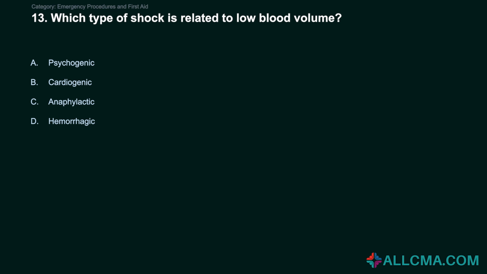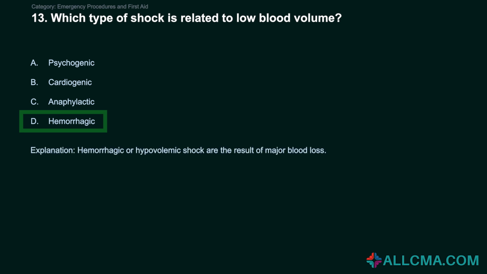13. Which type of shock is related to low blood volume? A. Psychogenic. B. Cardiogenic. C. Anaphylactic. D. Hemorrhagic. Correct answer, D. Hemorrhagic. Hemorrhagic or hypovolemic shock are the result of major blood loss.